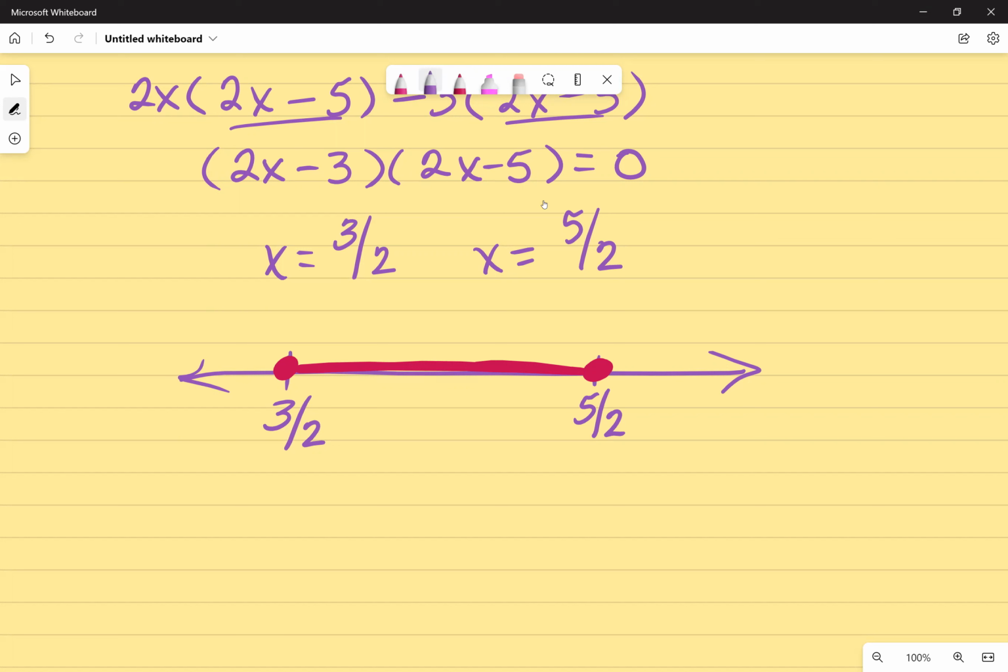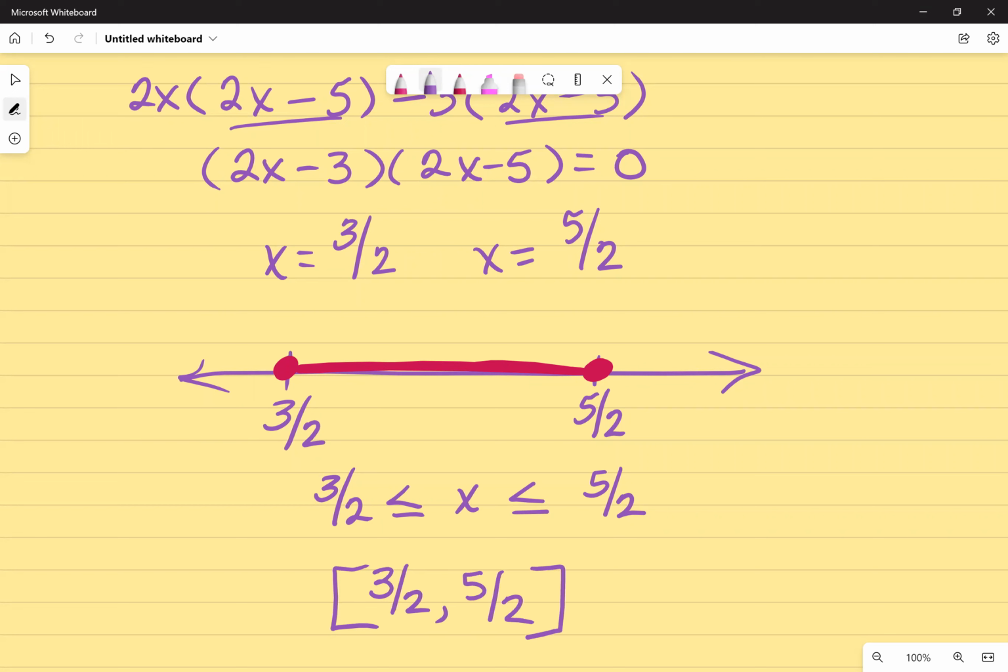And as far as graphing, and then as far as my inequality notation, I already know these two numbers are going to be on the outside and x is going to be sandwiched in between. 3/2 is less than or equal to, because I see closed circles, x. X is going to be less than or equal to 5/2. That is when it's in inequality notation. As an interval notation, because it's closed circles, go ahead and use your brackets, 3/2, comma, 5/2, bracket.